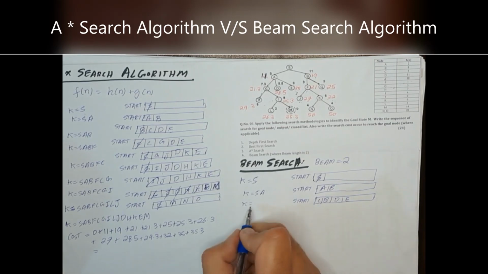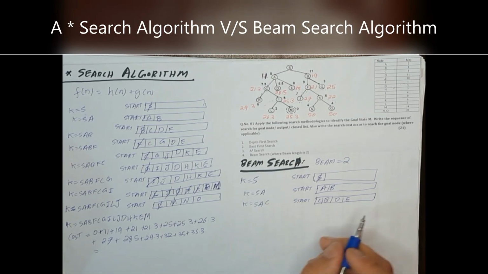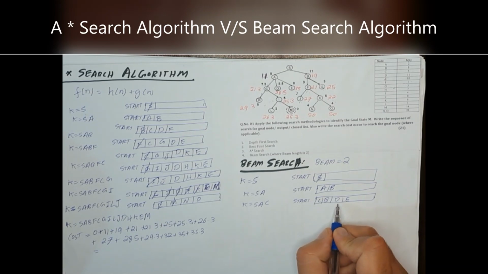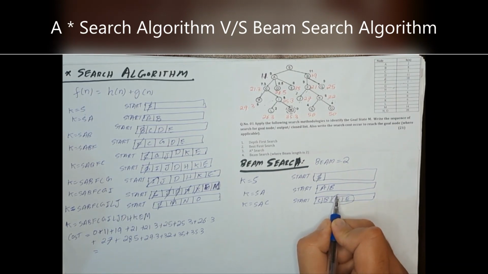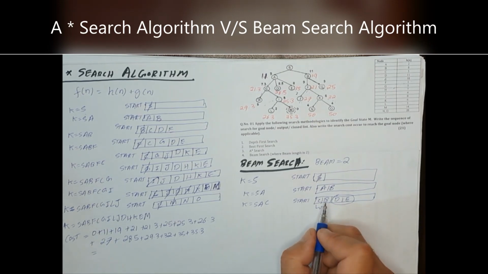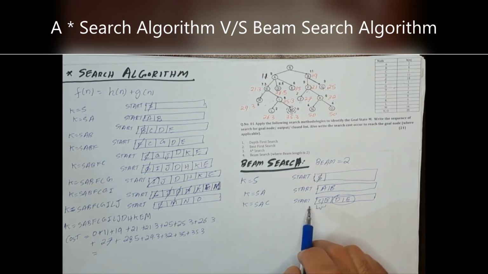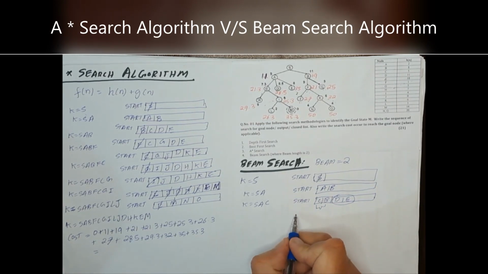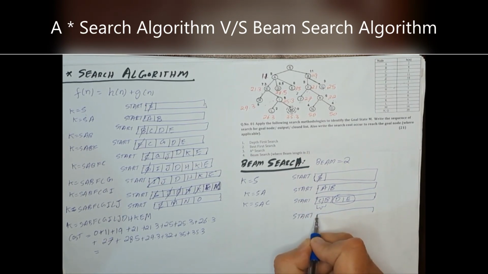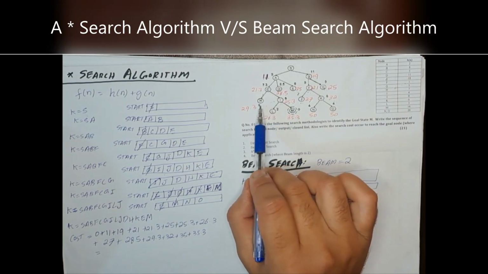Now, as I mentioned before, we keep just 2 of them. It means D and E will be discarded from start, and we just keep 2 nodes in the start list, because the beam length is maximum 2. So now we will take C from here to explore. Now we will see the child nodes of C. Do we have any or not? Yes, C also has child nodes H and I.